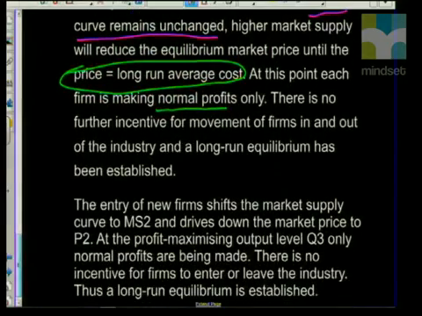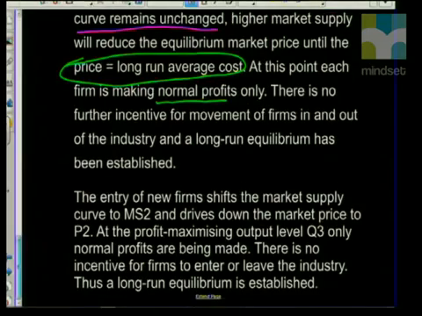There's no further incentive for movement of firms in and out of the industry, and a long-run equilibrium has been established. That means there won't be new people or businesses entering the market, and the existing suppliers won't necessarily leave the market unless they find an opportunity to make supernormal or economic profit.